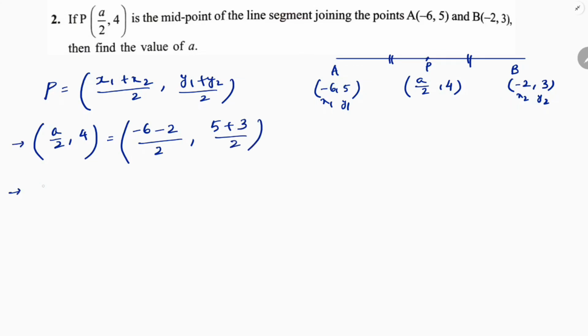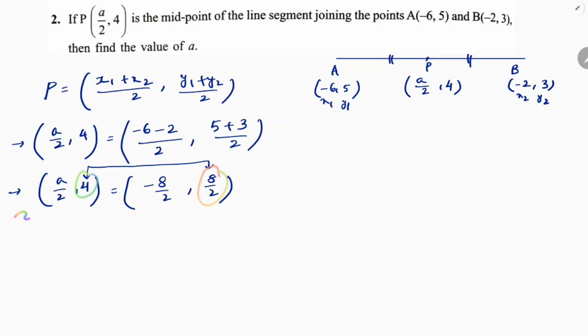So if you simplify, (a/2, 4) equals (-8/2, 8/2). Now see, if you observe the ordinates, they are equal because 8/2 is 4. Now I need to find a, so I'll equate abscissa with abscissa. So a/2 equals -8/2. 2 and 2 will get cancelled. So the value of a is -8. So the value of a is -8.